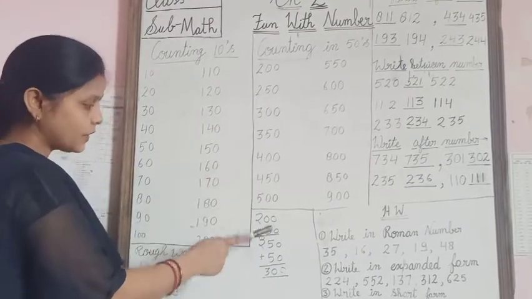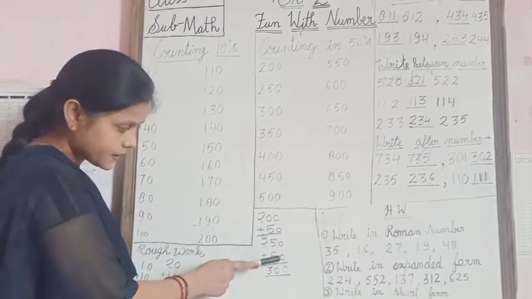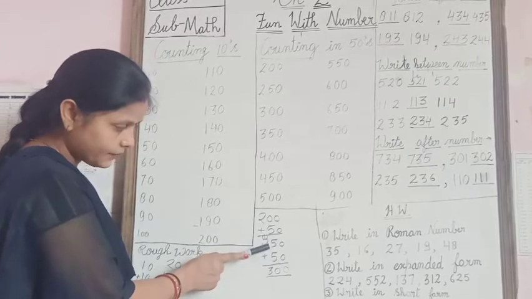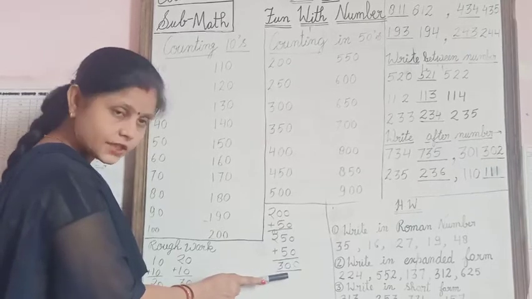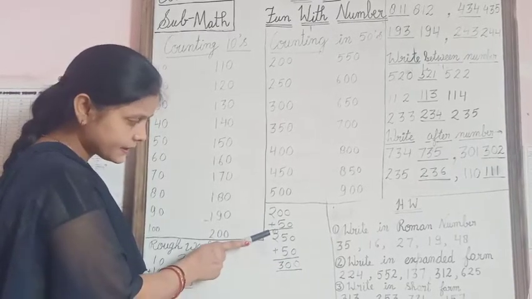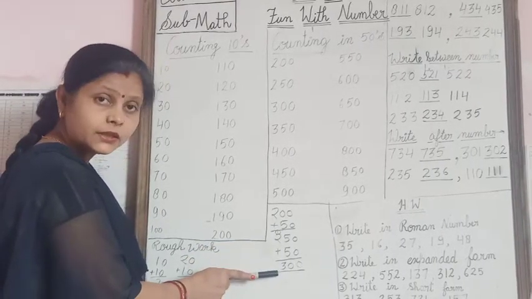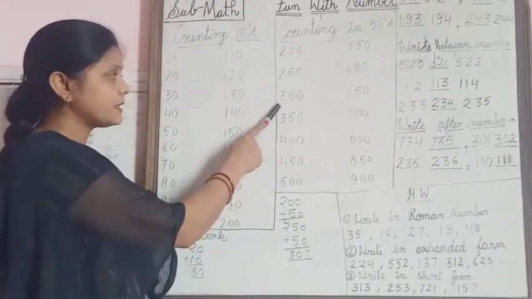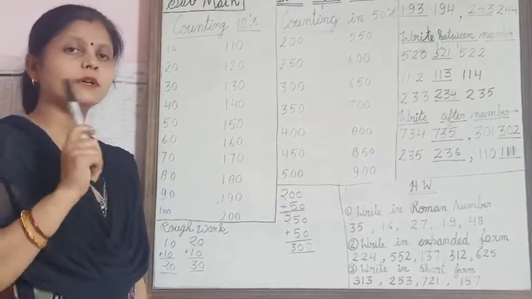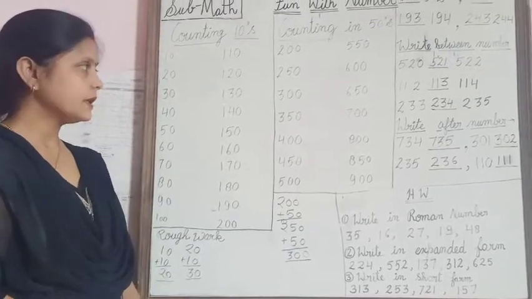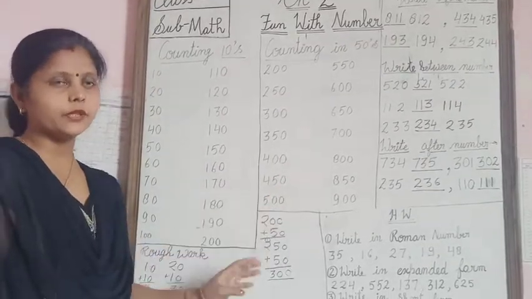So for the next number, again add 50 to this number. 0 and 0 is 0, 5 and 5 added is 10, 10 has a 0 and 1 carry. When 1 is added to 2, you have 3. So write down this number here. When you add 50 to these numbers, you get the next number. Clear, students? If any confusion, check it again with this method and follow it.